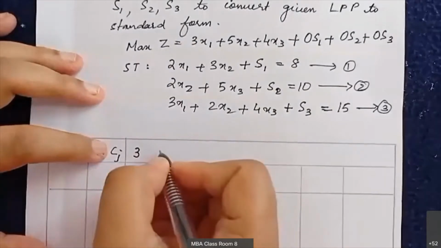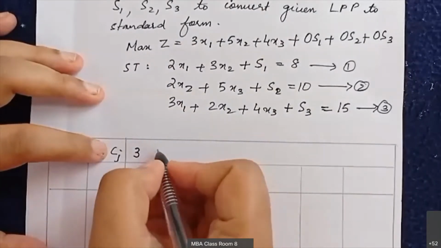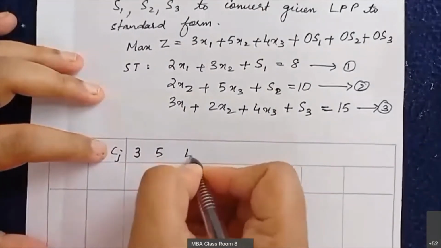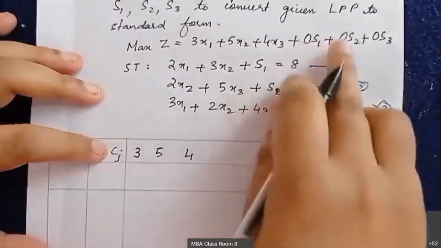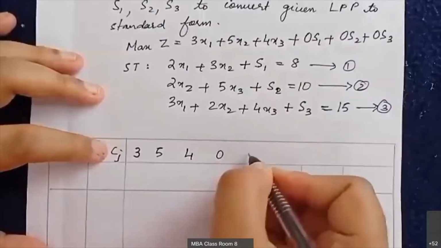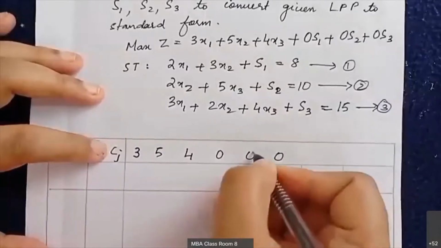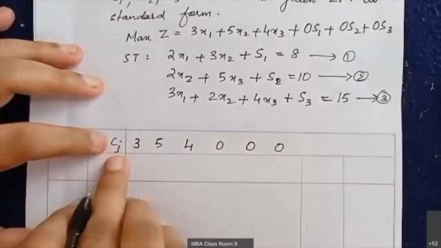Can somebody tell me? Yeah, 3, 5, 4. Then again 0, 0, 0. So I write over here 0, 0 and 0. Okay, that is the coefficients of the objective function.